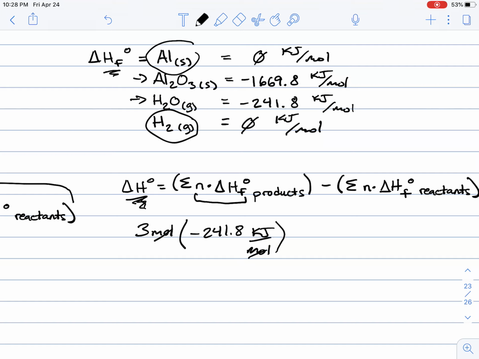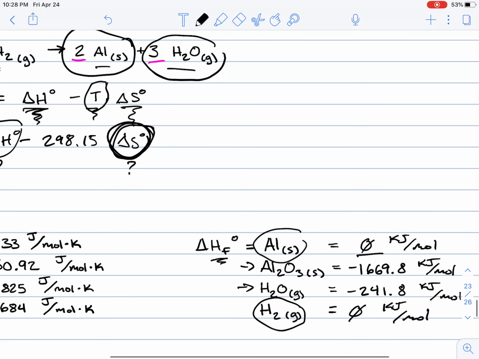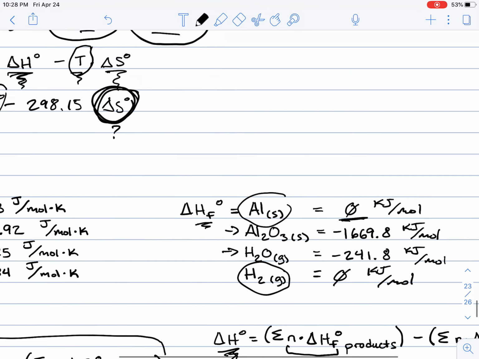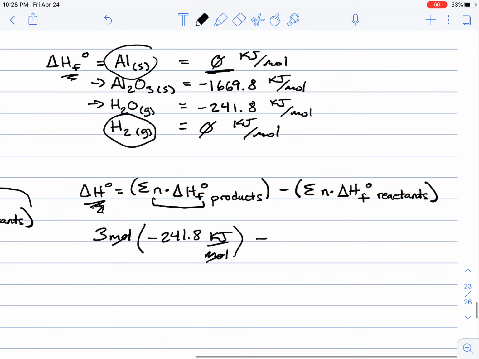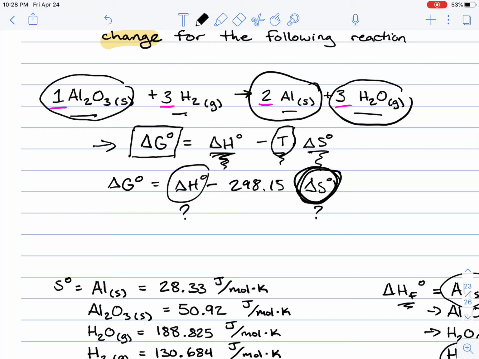And that's the only product that I have that would produce some type of value. Yes, aluminum is a product as well, but 2 times 0 is 0, so there's no point for me to include it in my equation. For my reactants, I have aluminum oxide and a diatomic gas. I'm just going to exclude the diatomic gas, the hydrogen, in my calculation for enthalpy.